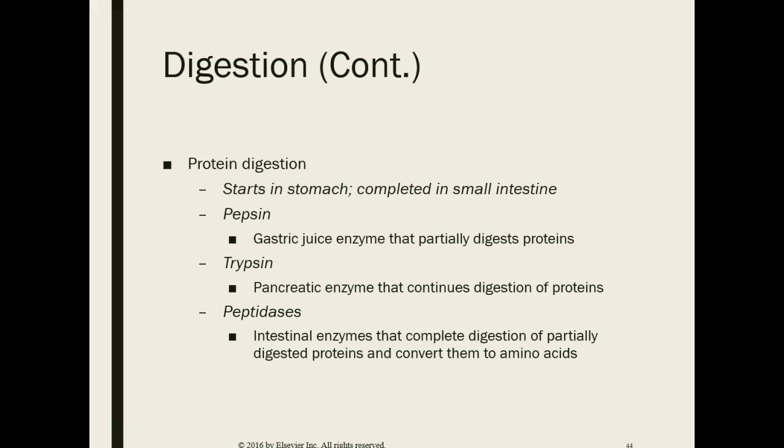Protein digestion will start in the stomach and then finish in the small intestine. So pepsin is the gastric juice found in the stomach that results in the partial digestion of the proteins. Trypsin is a pancreatic enzyme, and then peptidase is going to be the intestinal enzyme that completes the digestion and then breaks them down into amino acids. Hydrochloric acid in the gastric juice also helps to unfold these proteins so that the digestive enzymes can react with them.